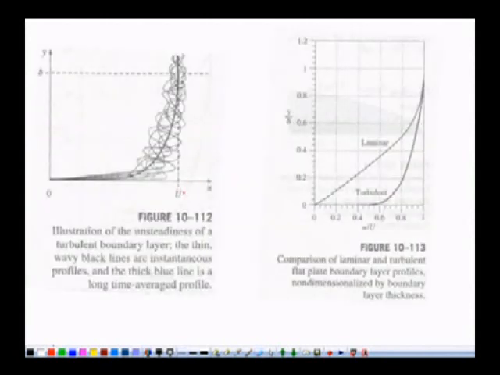Now in these two figures we can appreciate the laminar boundary layer and the turbulent boundary layer. In the first figure we have a boundary layer which is shown in the y direction. Here we have the y direction. This is the delta thickness at a given location of x, and here we have velocity u.